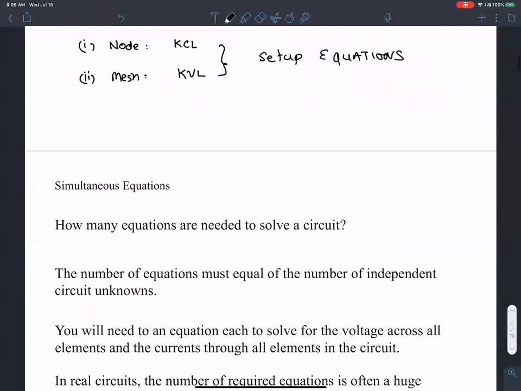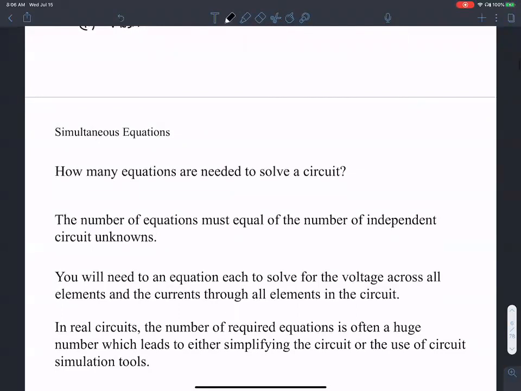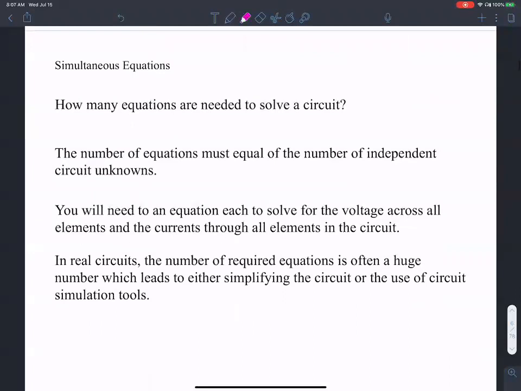Well, how many equations do you need? If there are 10 unknowns, we need 10 equations. If there are 4 unknowns, we need 4 equations. Okay, the number of equations needed equals the number of unknowns.